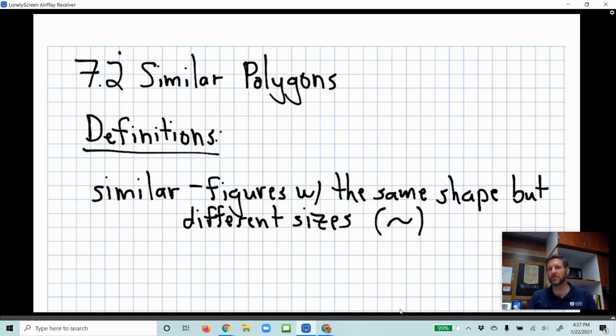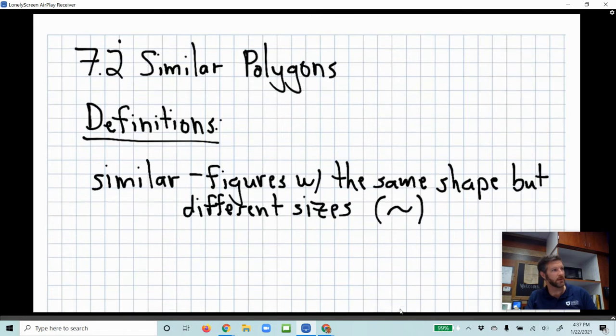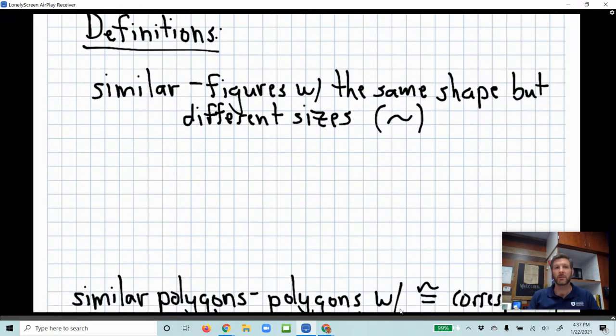Chapter 7.2, similar polygons. We talked about ratios and proportions in the last lesson, and now we're going to apply those to comparing polygons, different shapes. So let's jump right into our definitions. Our first definition is: what does it mean for shapes to be similar?